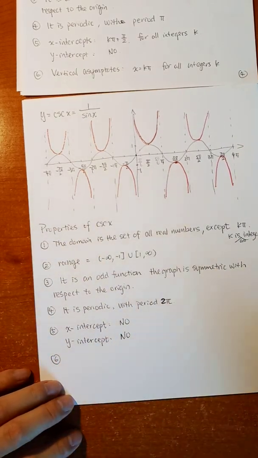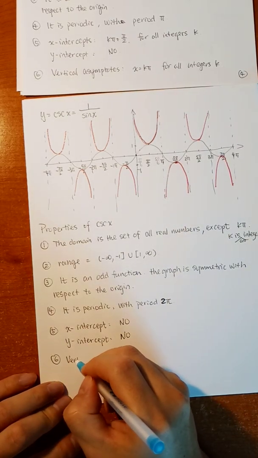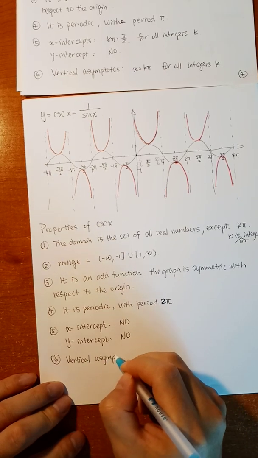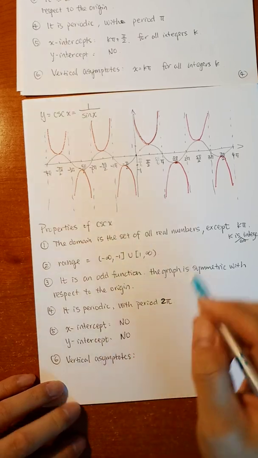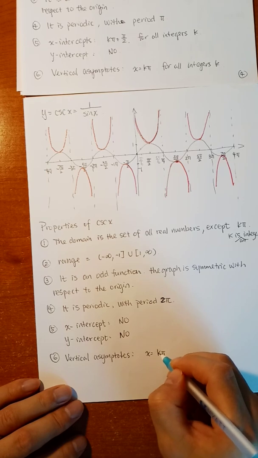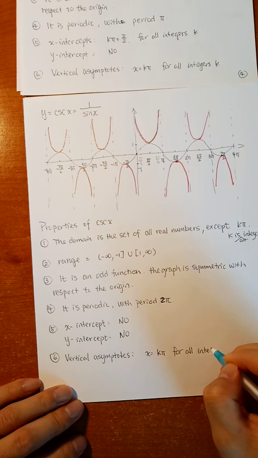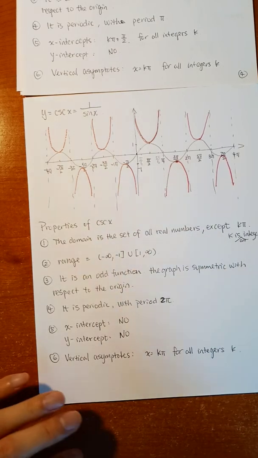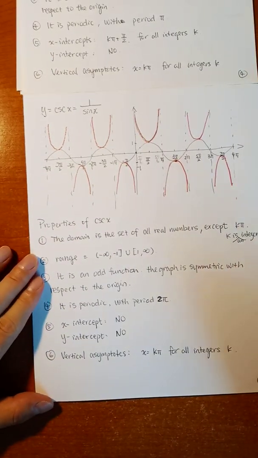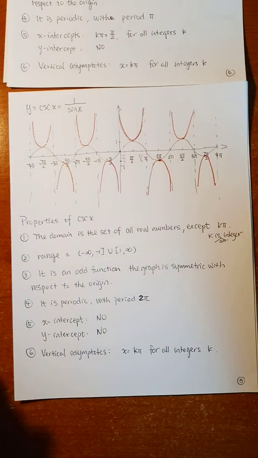6, vertical asymptote. The vertical asymptote is the same thing, x equal to k pi for all integers k. For each integer k, you will get a vertical asymptote. Okay, so this is a graph of a cosecant.